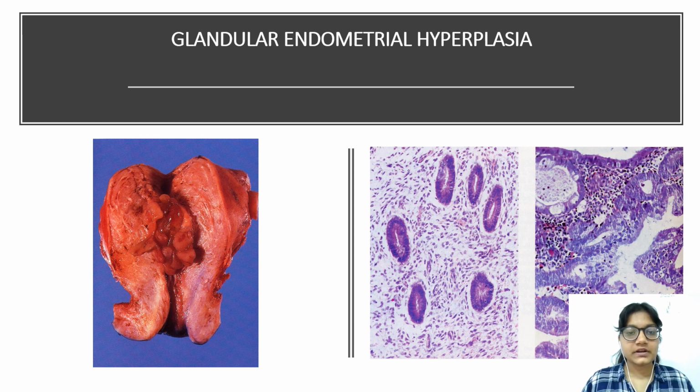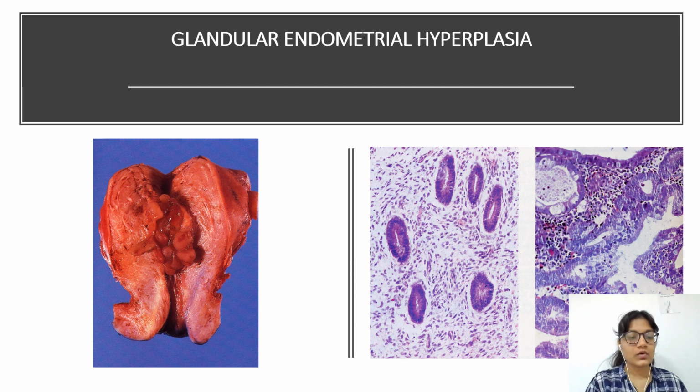The glandular endometrial hyperplasia is a condition of the female reproductive system in which the lining of the uterus, that is the endometrium, becomes unusually thick because of having too many cells, that is hyperplasia. It can raise the risk of developing endometrial cancer, a type of uterine cancer.